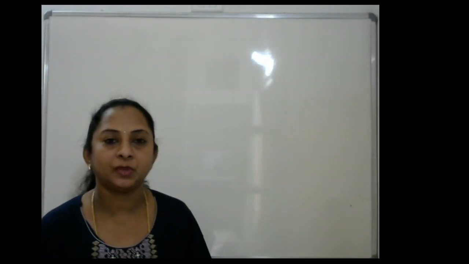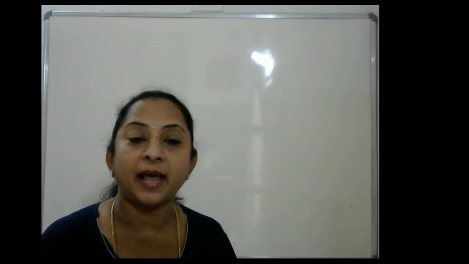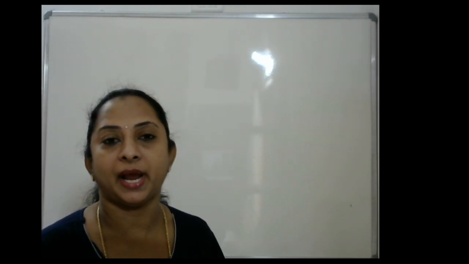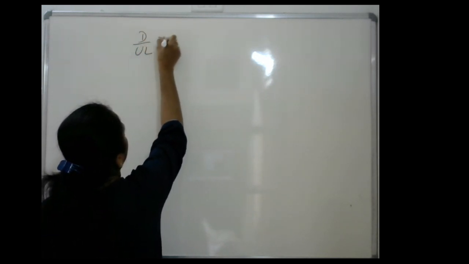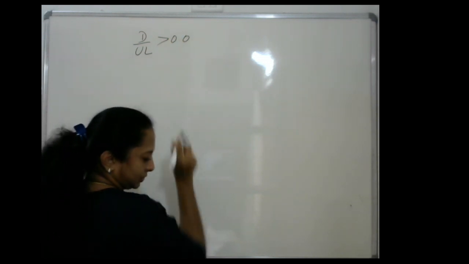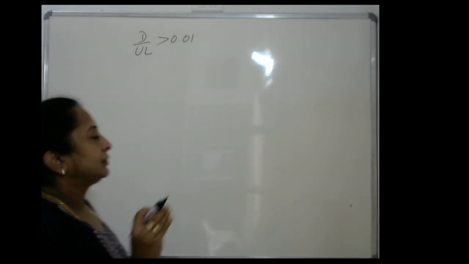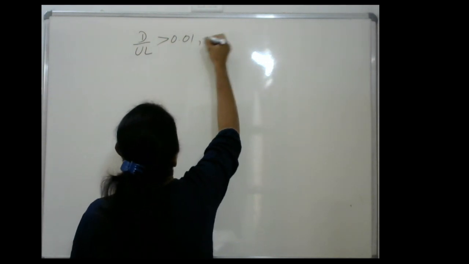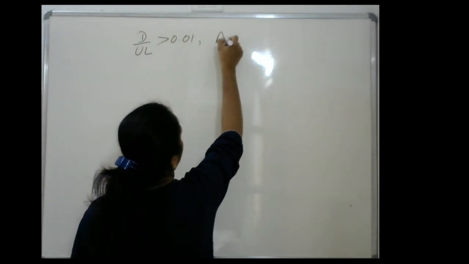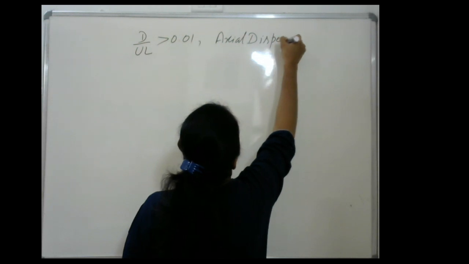Good morning. Last class we studied the axial dispersion model, without reaction, for the condition D by uL greater than 0.01. For this you developed the equation for D by uL greater than 0.01 in the axial dispersion model.